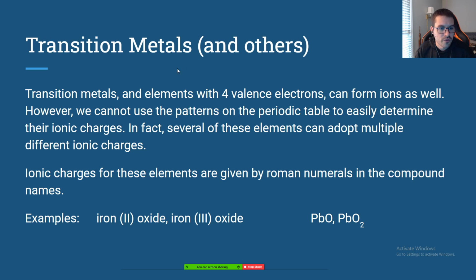Okay, so let me just read here what this says. Transition metals and elements with 4 valence electrons, meaning lead and tin, okay, I'll talk about that in a minute, those can form ions as well, all right? However, we can't use the patterns on the periodic table to easily determine their ionic charges.